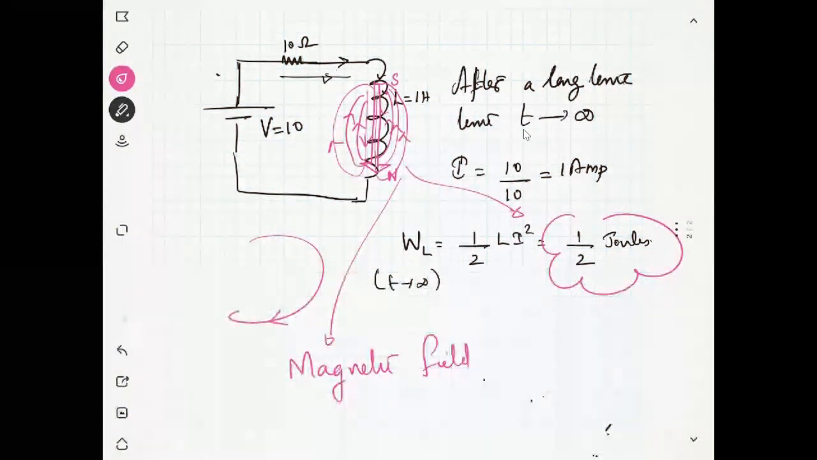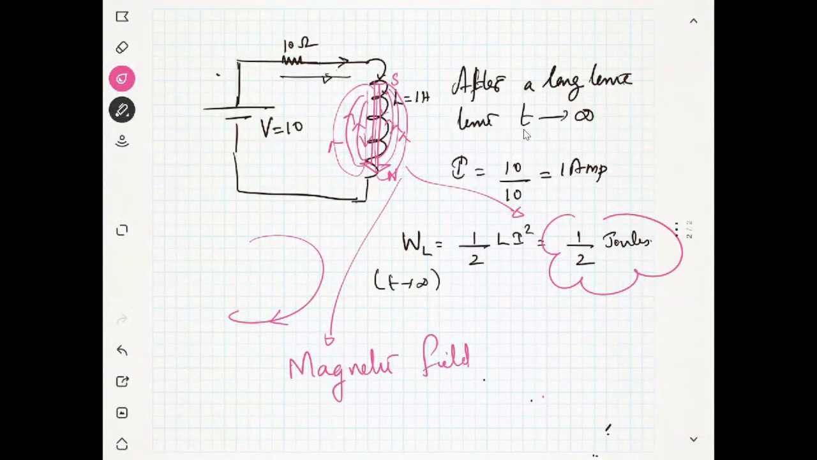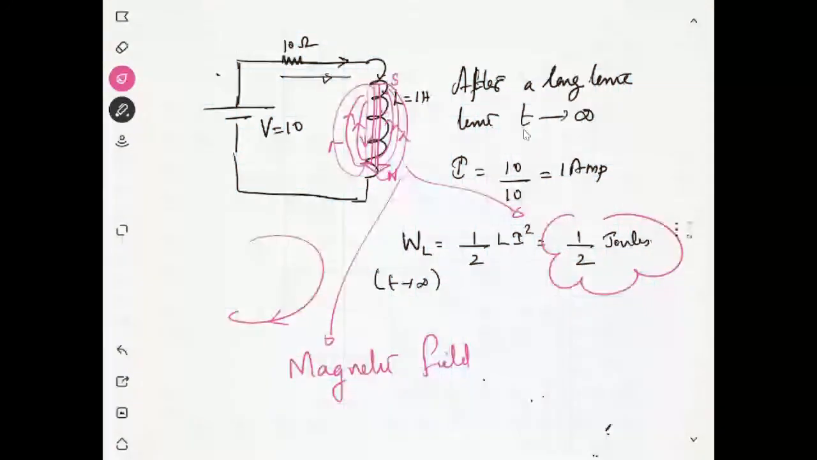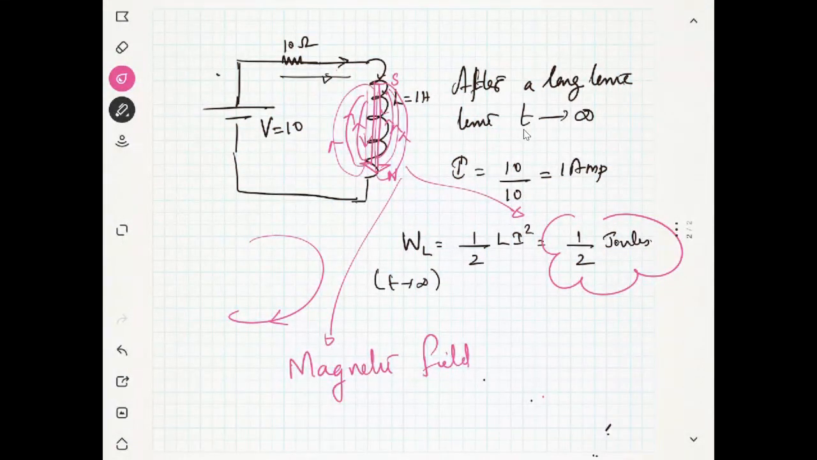So if the flux is not changing, the inductor will not take any power, or it will not give any power. He is already having half joules. He will not take any power, or he will not lose any power. That's why the power consumed by the inductor is equal to 0. That means the inductor is not doing any work.